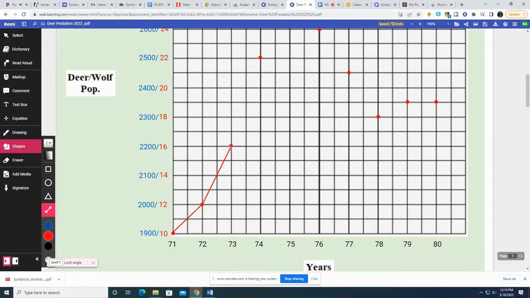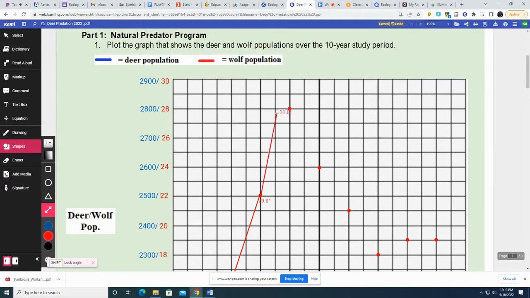A lot easier to do it with this line thing than it is to draw them. If you draw them, they're not straight. And it's hard to draw them. All right, connect all the dots. Boom. So this is my wolves graph. I'm only going to be halfway done. Because I also got to do deer.